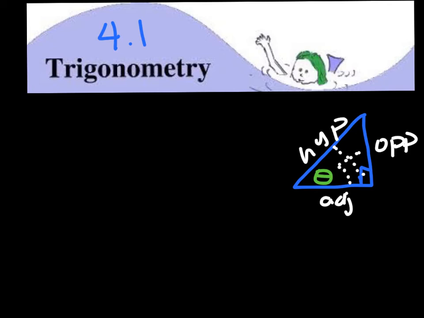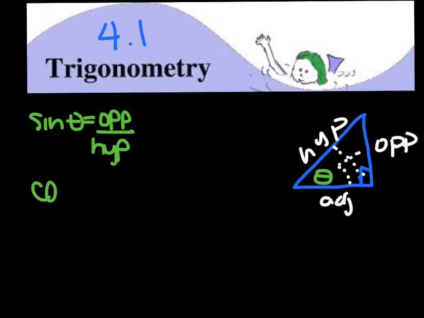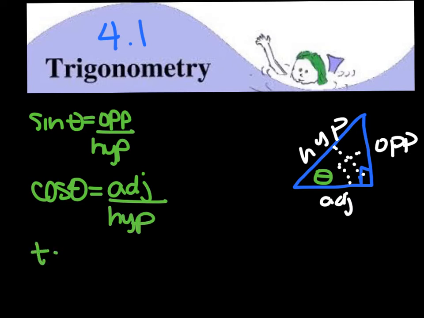If you remember from geometry, you started off with three basic trig functions, which was your sine, which was your opposite side over your hypotenuse, cosine of theta was your adjacent over your hypotenuse, and tangent of theta was your opposite over your adjacent.